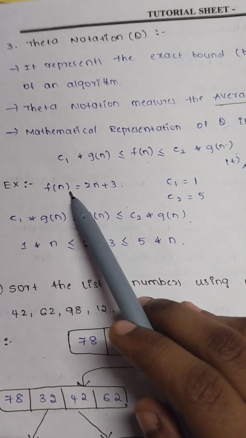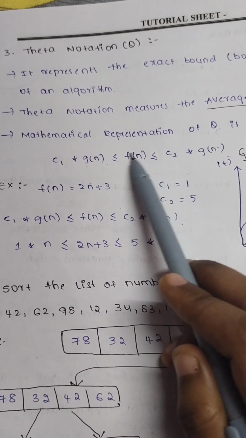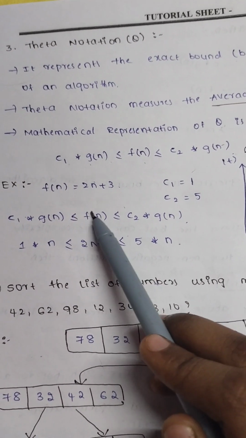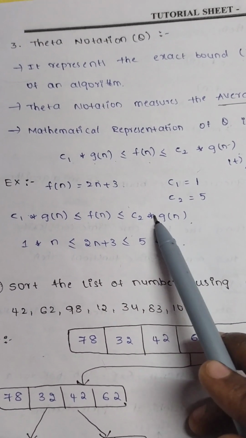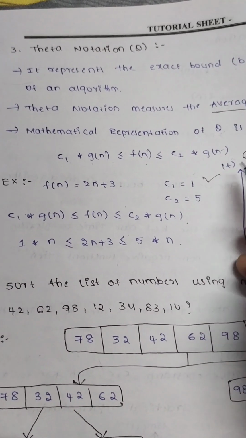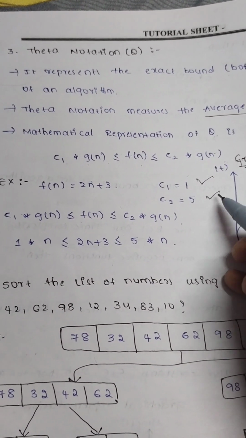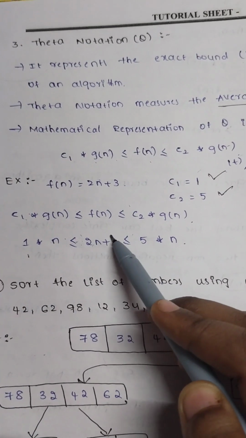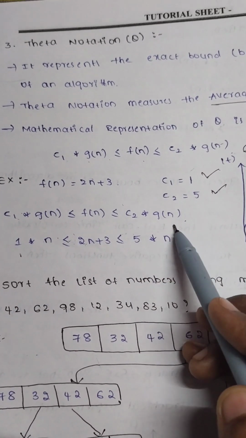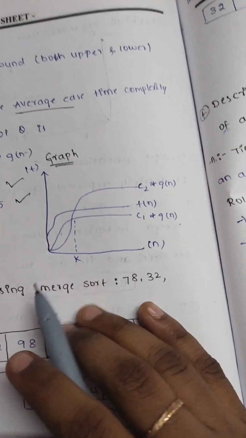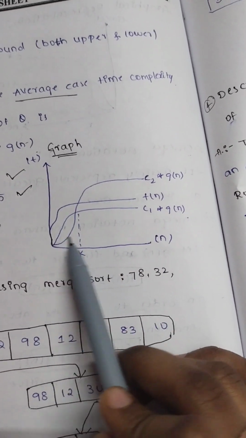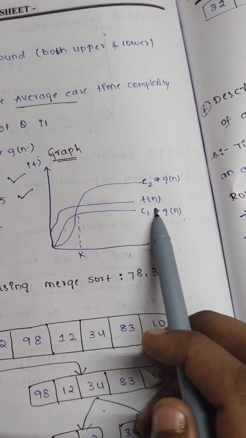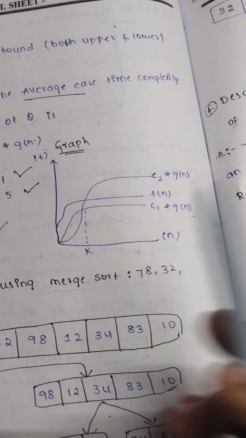We are taking f of n equals 2n plus 3. So c1 into g of n less than or equal to f of n, 2n plus 3, less than or equal to c2 into g of n. We are taking c1 equals 1 and c2 equals 5. So 1 into n less than or equal to 2n plus 3 less than or equal to 5 into n. Graphical representation for theta notation: time versus number of inputs, with f of n, c1 into g of n, c2 into g of n. This is the k value.